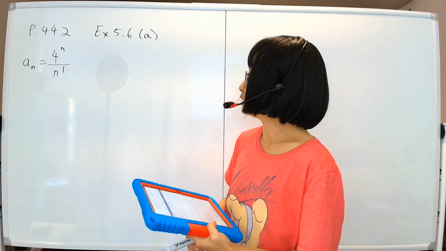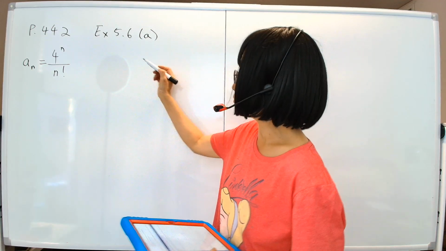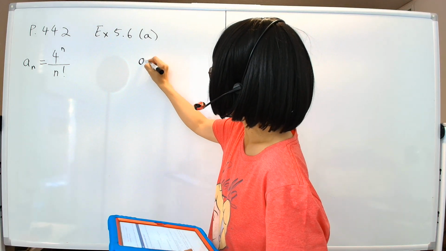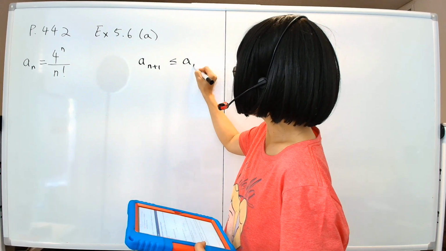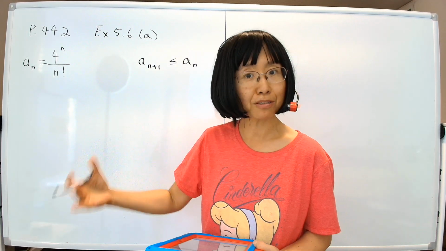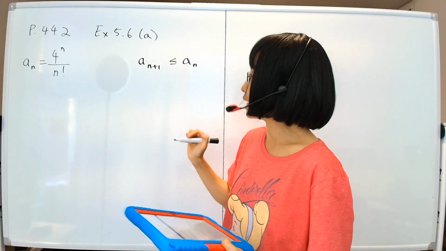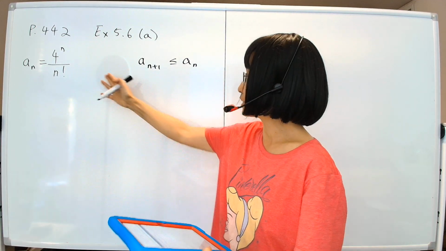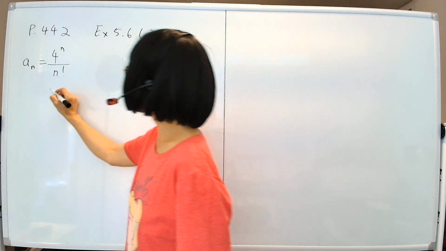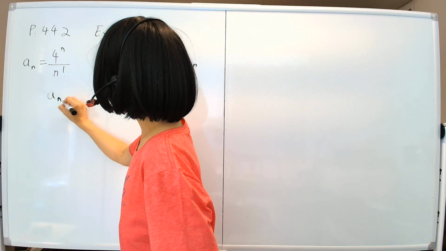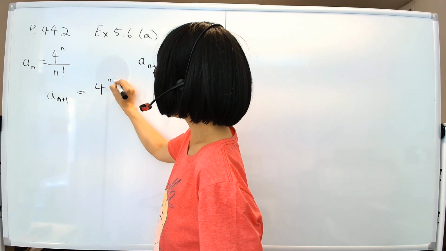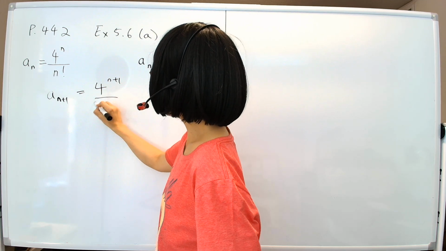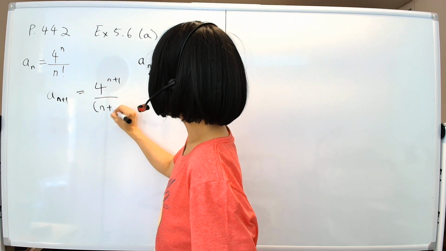To show the sequence is decreasing, what we're going to show is that eventually an plus 1 is going to be less than or equal to an, right? Each new term is smaller. But how do we show that? We're going to manipulate this algebra. We're going to do an plus 1, plug that in. That equals 4 to the power n plus 1 over n plus 1 factorial.